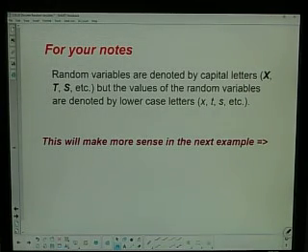Random variables are denoted by capital letters, capital X, T, S, etc. But the values of the random variables are denoted by lowercase letters. This will make more sense in the next example. Again, pause it if you're copying it down.